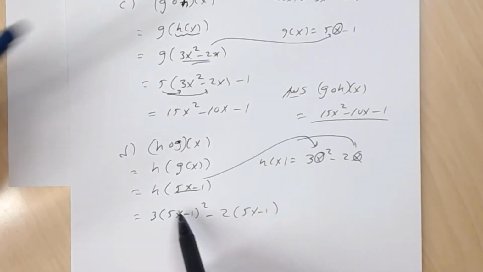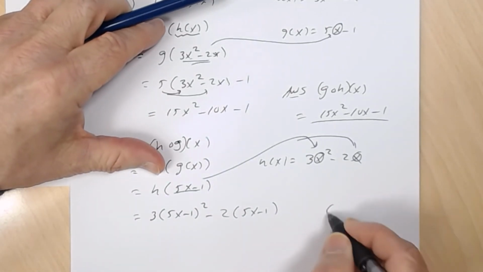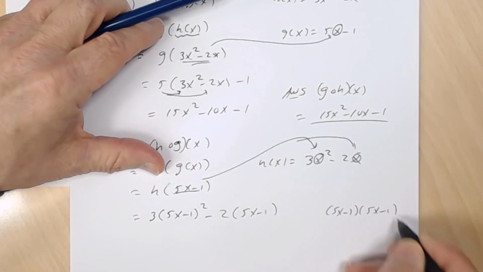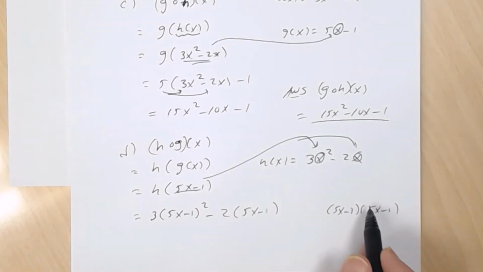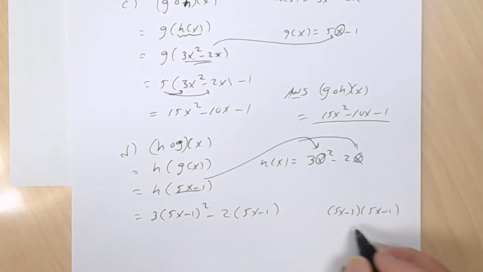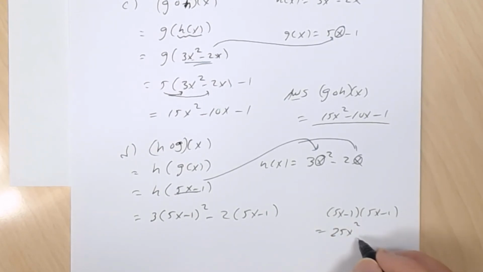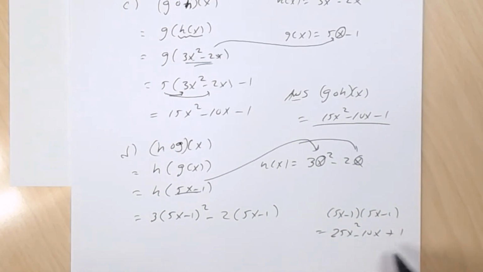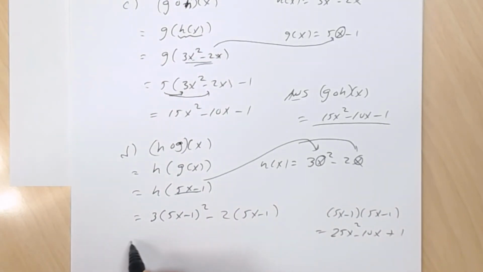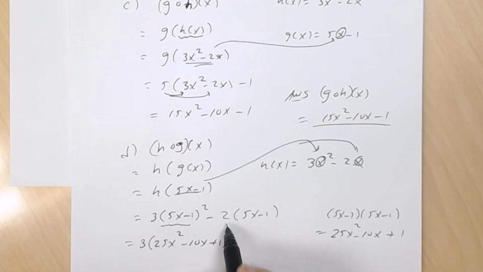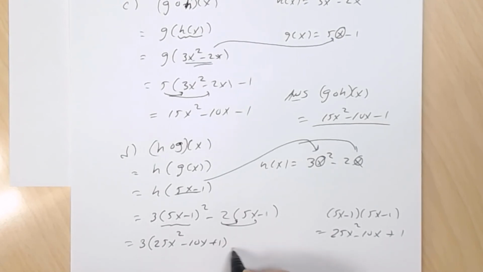Okay, now we've got to do some work. So let's figure out what, first of all, 5x minus 1 times itself is. So 5x minus 1 times 5x minus 1. You've got to do your exponents first. So when you use the FOIL method, you're going to get 25x squared. The outer and the inner is going to be a negative 10x, and then the last is a positive 1. But all that has to be multiplied by 3. So you can say 3 times 25x squared minus 10x plus 1. And then go ahead and distribute the negative 2 here, so it'll be negative 10x plus 2.